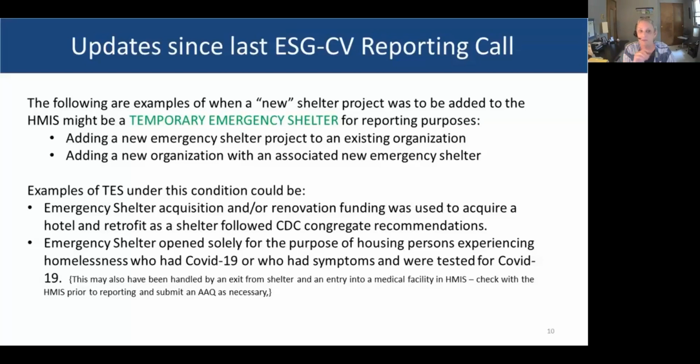So if it's within that interfaith network of folks moving from church to church different nights for shelter, you would just keep that as part of the interfaith shelter. You would not have to open a new shelter.